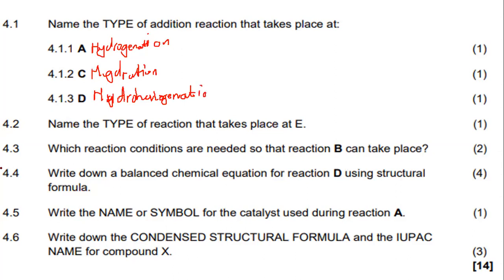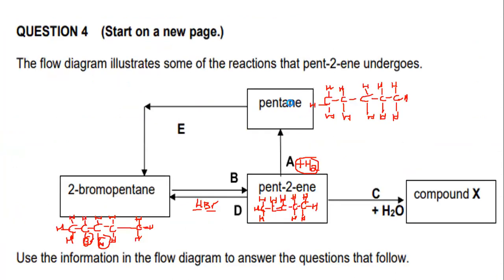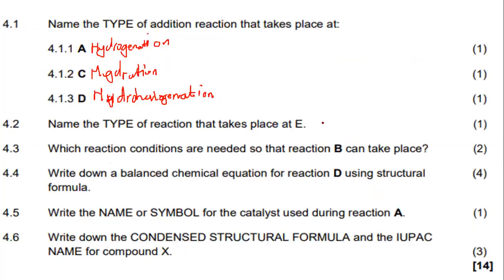Good. Then we must name the type of reaction that takes place at E. So if you look at E, you take pentane, you change it, and it forms 2-bromopentane. If it forms 2-bromopentane, what you should see is that when it was still a reactant, there it was a hydrogen. When it is a product, it is a Br. It means this hydrogen has been replaced or has been substituted by a bromine atom. So the type of reaction there must be substitution.